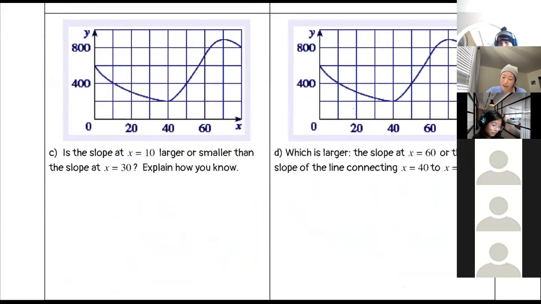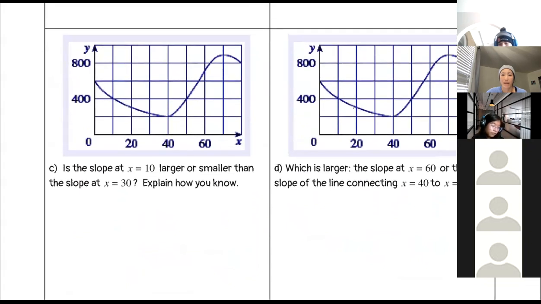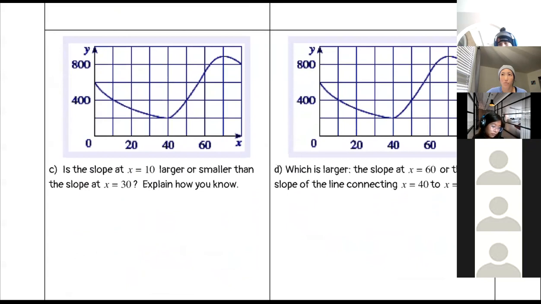So the slope at 10. I'm wondering if I can have a brave soul who might want to sketch the slope at 10. Like, what does the slope at 10 look like? Everybody see that? Okay.